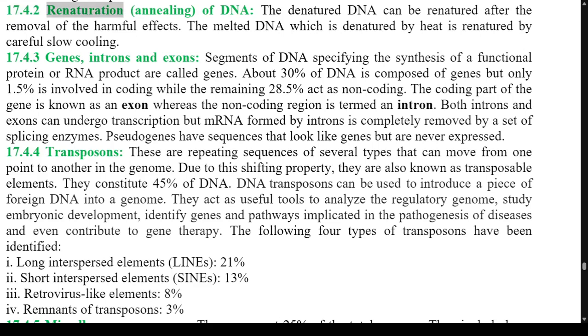17.4.2 Renaturation, annealing, of DNA. The denatured DNA can be renatured after the removal of the harmful effects. The melted DNA which is denatured by heat is renatured by careful slow cooling.